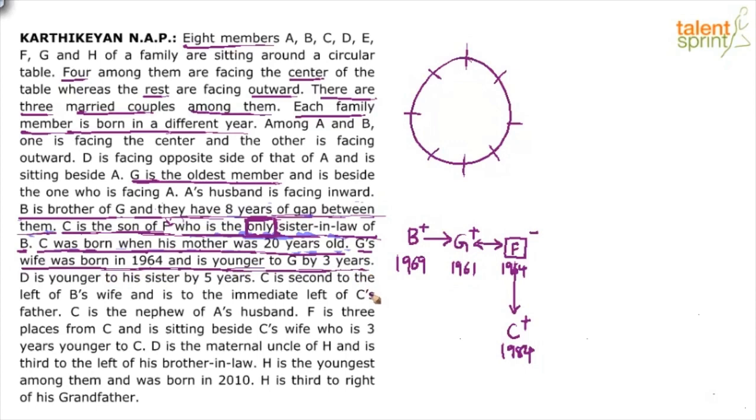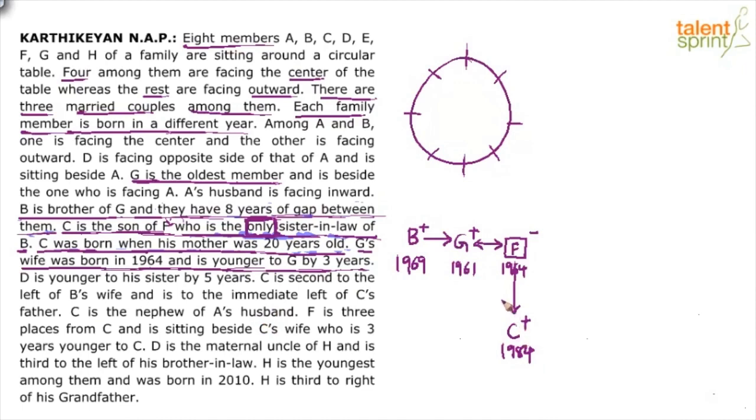Then anything else there? Next, D is younger to his sister by 5 years, but we don't know where D is. C is second to the left of... This is about arrangement. C is the nephew of A's husband. Now understand, C is the nephew of A's husband.